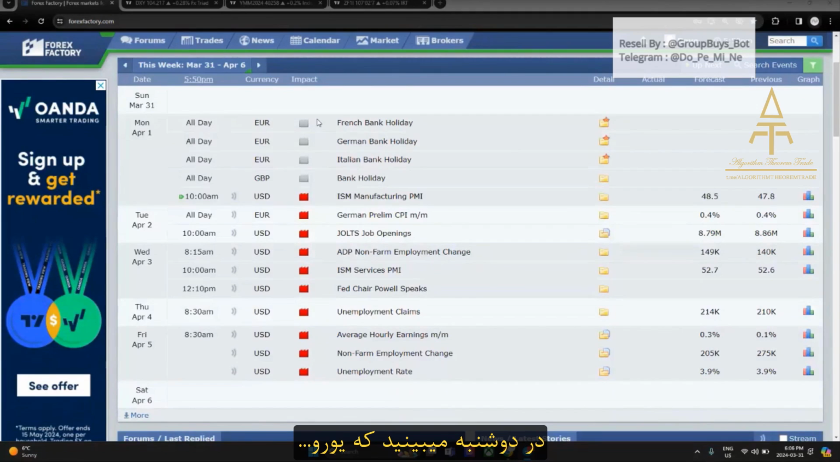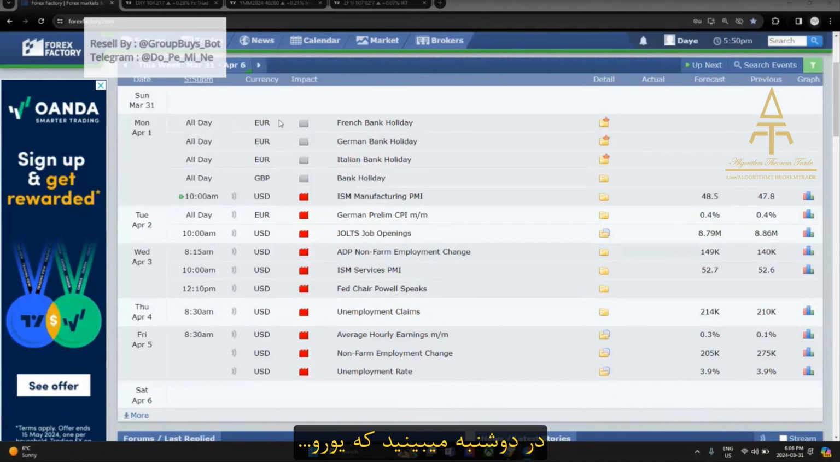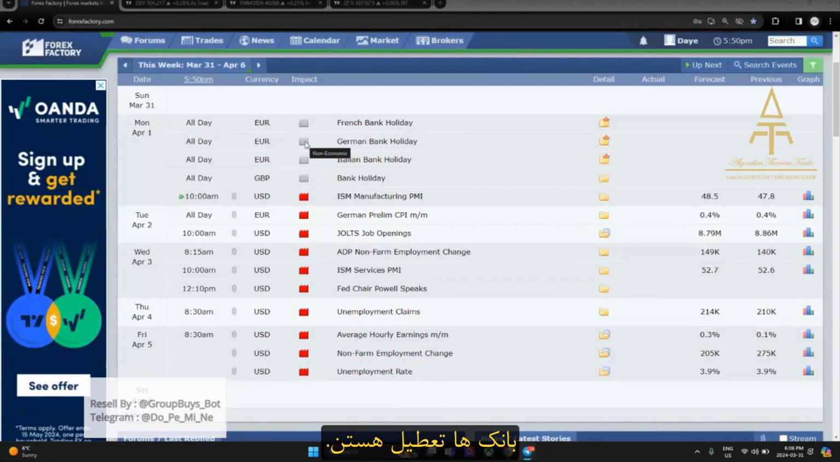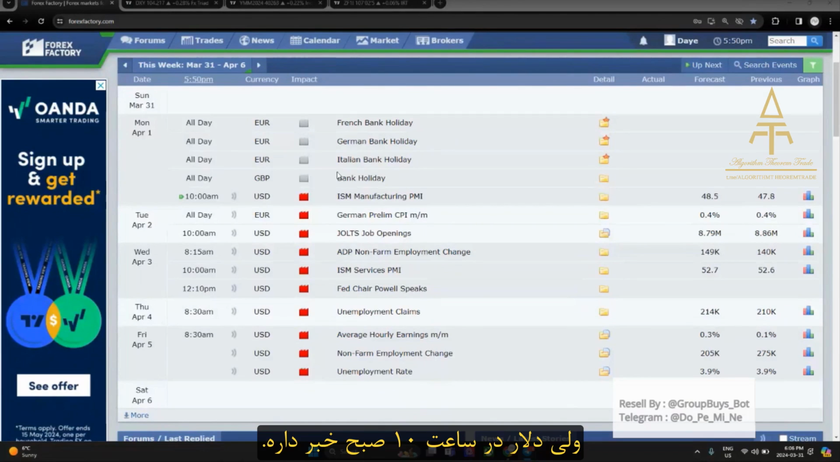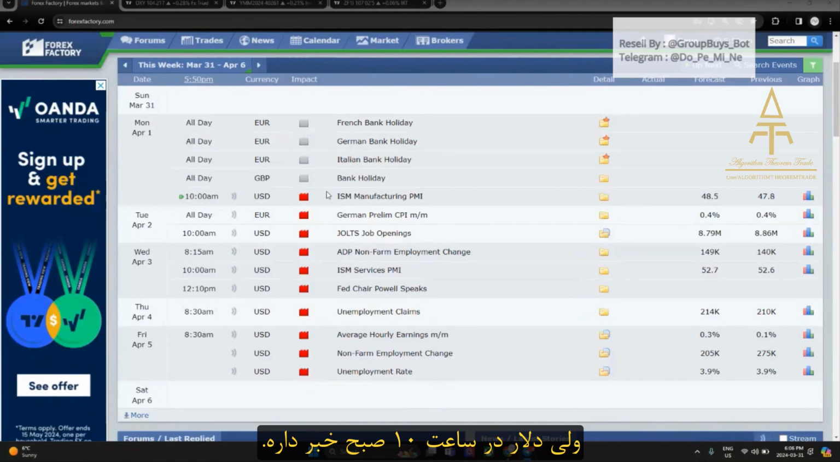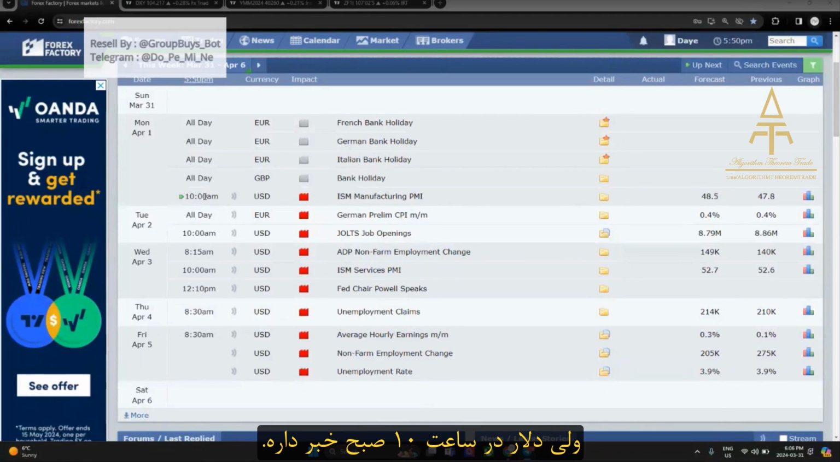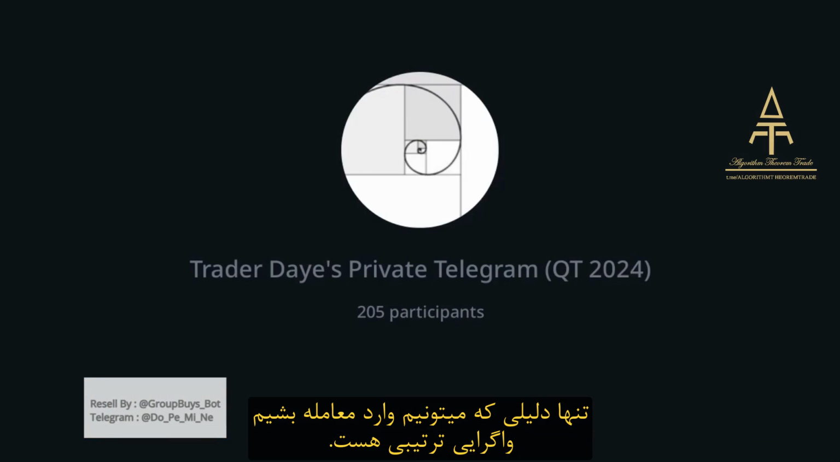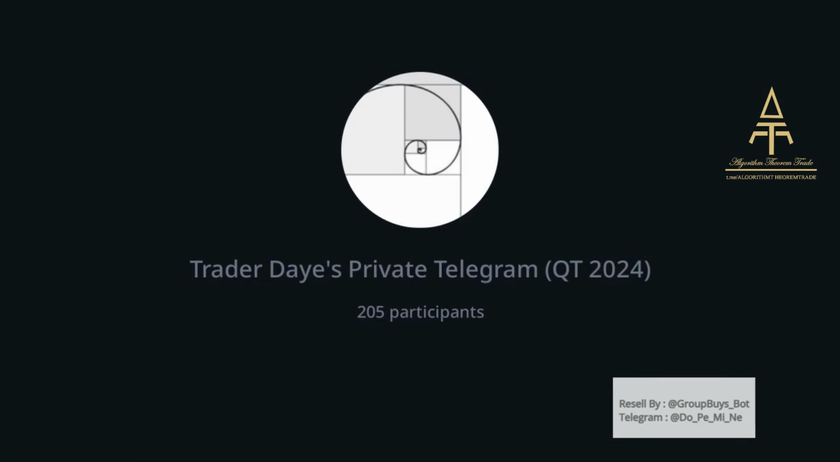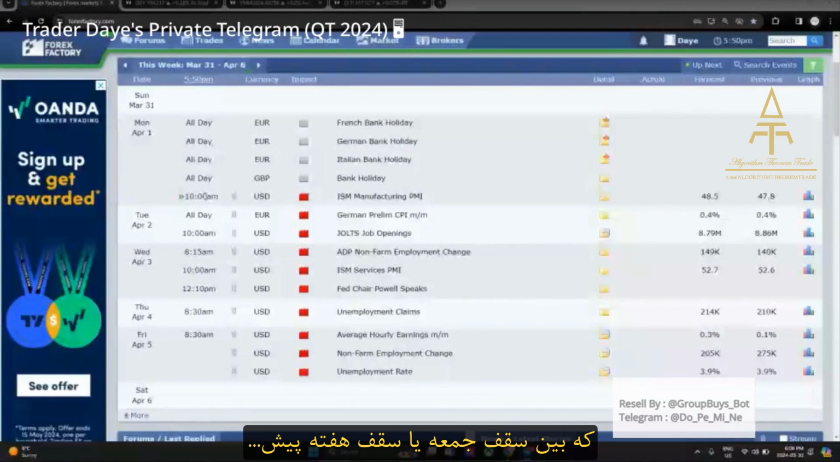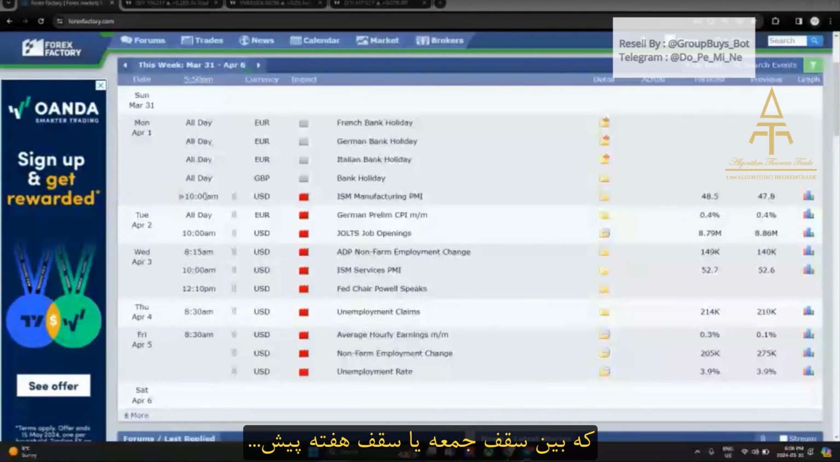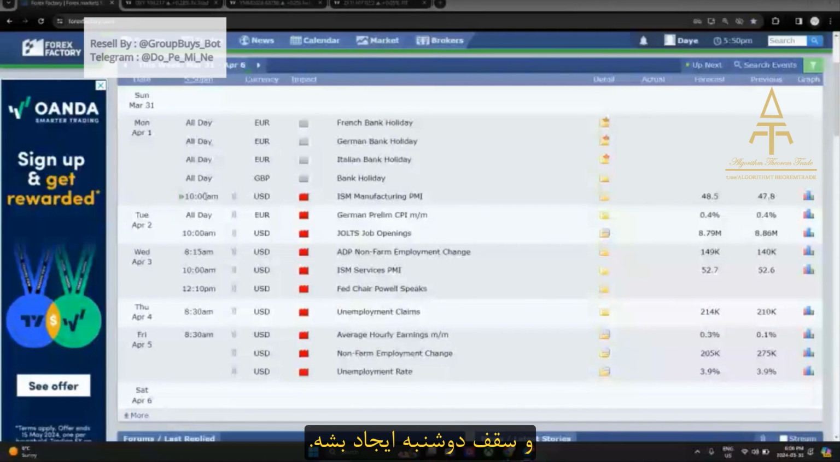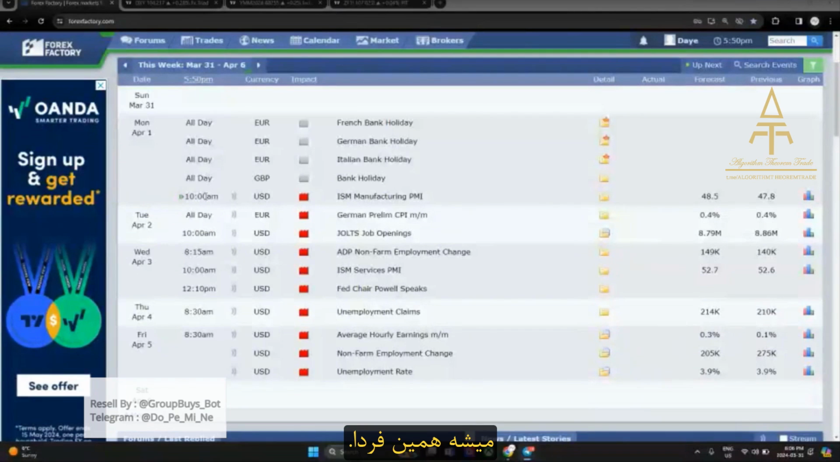So tomorrow, Monday, you can see that we have the euro having a bank holiday, right? Tomorrow we have a high impact news event for the dollar at 10 a.m. So the only reason we would do anything tomorrow is if we see sequential SMT between last week's high or Friday's high and this week's high, which would be Monday, which would be tomorrow.